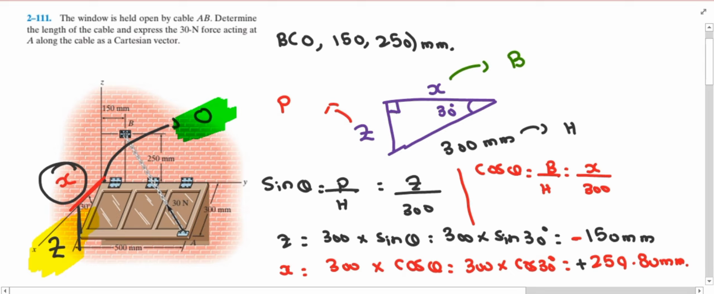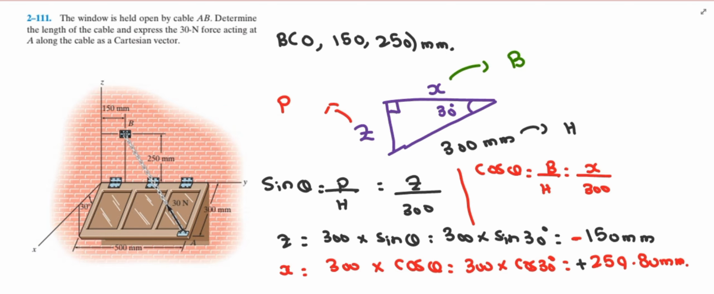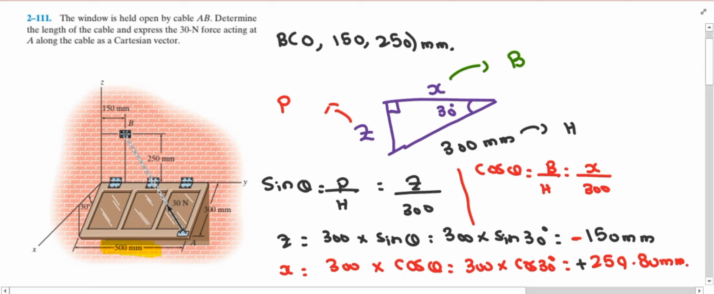And what about the value of y? If you see the question diagram, let me erase some extra things. This is our 500 millimeter, and this 500 millimeter distance is present on the right hand side. So that's why it is the positive y value. So the location of point A can be written as A bracket 259.80 comma 500 comma negative 150 bracket millimeter. This is the location of point A.